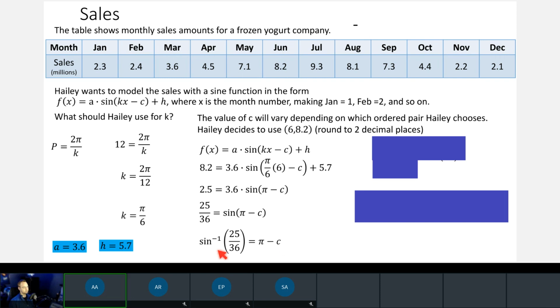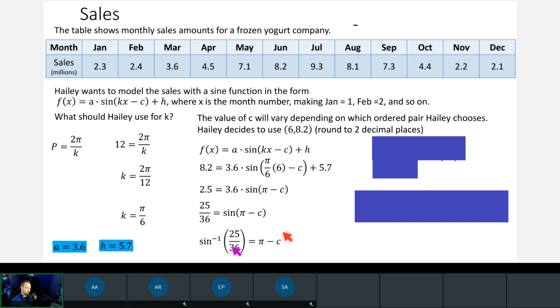Don't you want to simplify this? Not yet. You really can't. It doesn't simplify. So do you mean type this in and give me a decimal? Is that what you're telling me?